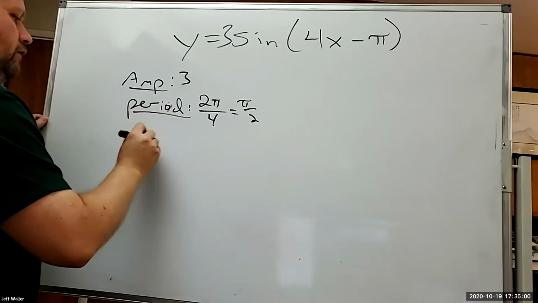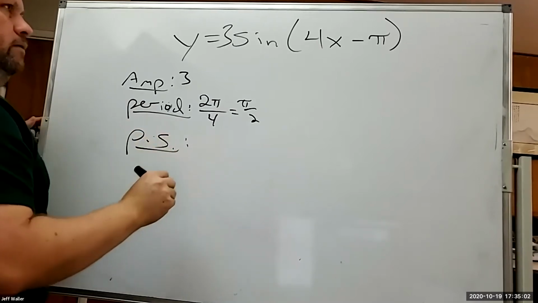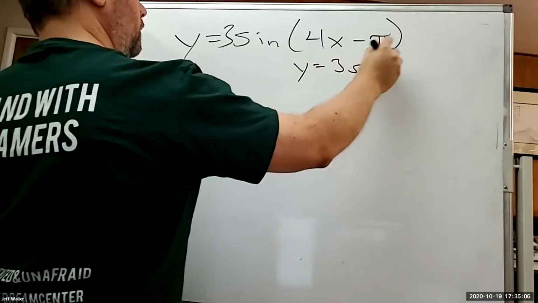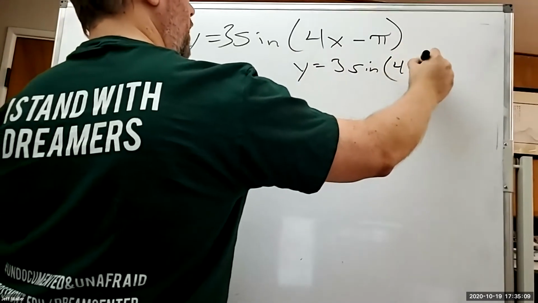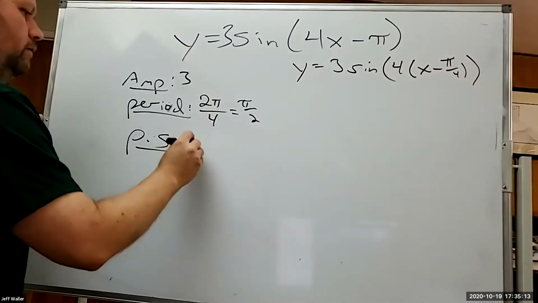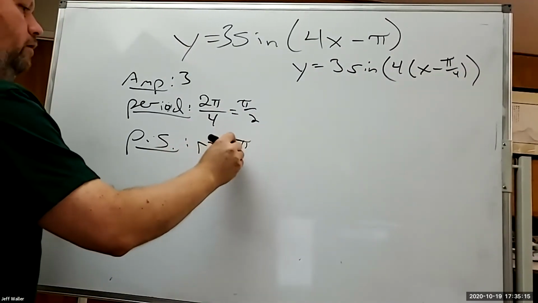And what's the phase shift going to be? To the right, pi over 4. Yeah, because you take a 4 out. So now it's to the right, pi over 4.